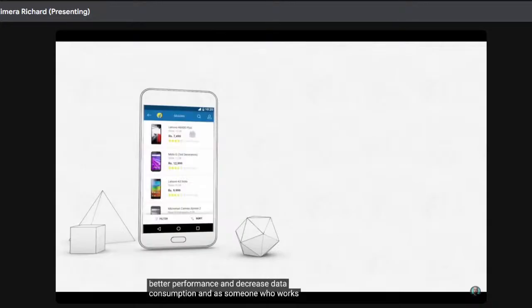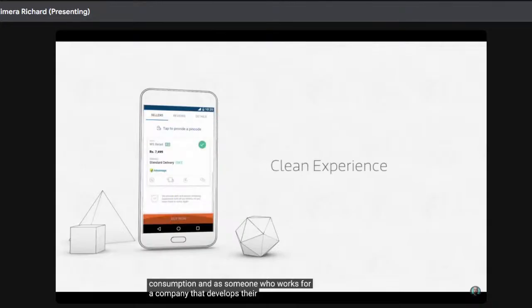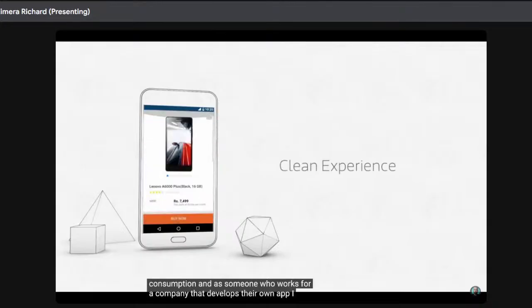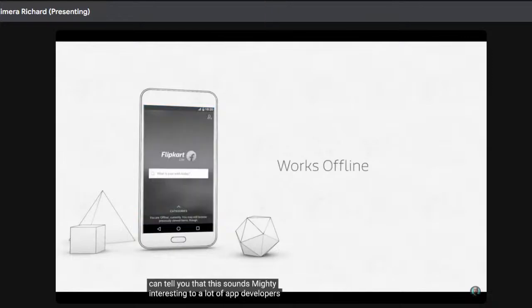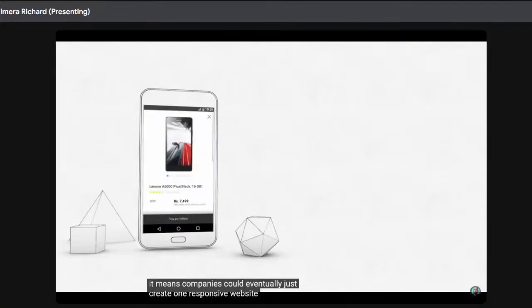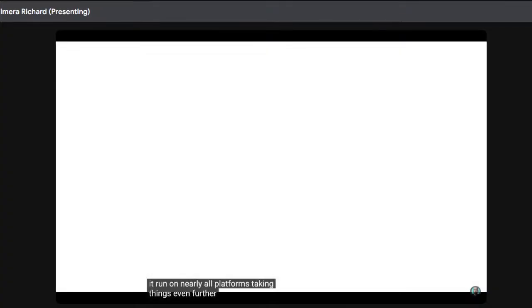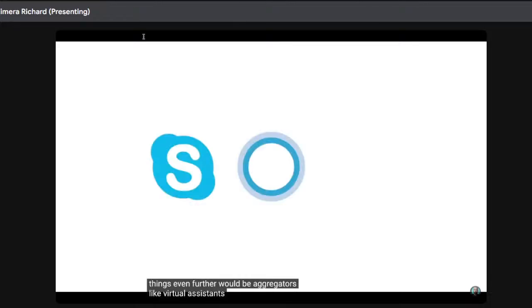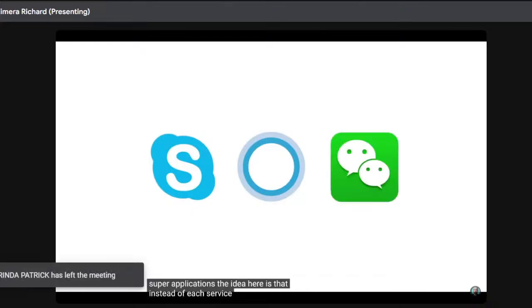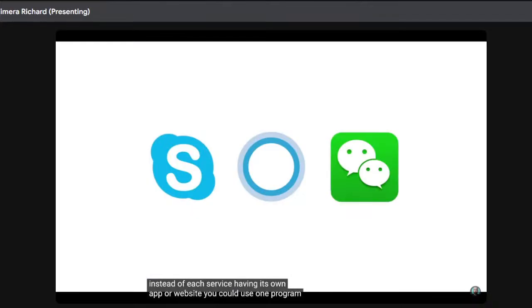And as someone who works for a company that develops their own app, I can tell you that this sounds mighty interesting to a lot of app developers. It means companies could eventually just create one responsive website and have it run on nearly all platforms. Taking things even further would be aggregators like virtual assistants, chatbots, and super applications. The idea here is that instead of each service having its own app or website, you could use one program to access many different services.